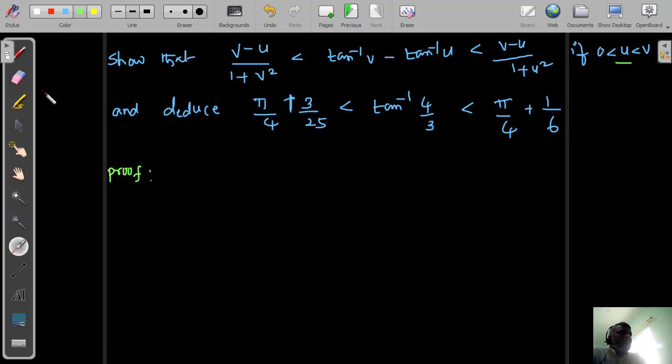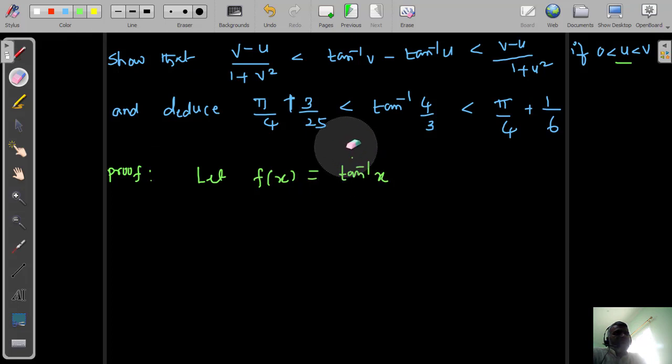Let us choose the suitable function. Let f of x equal to tan inverse x, the inverse function. Now the interval is the closed interval [u, v], because as per an interval the first value is smaller than the second value. Already given, we have 0 less than u less than v.